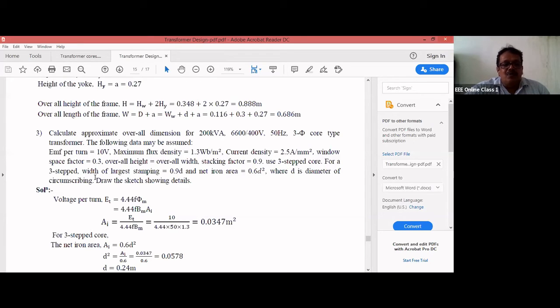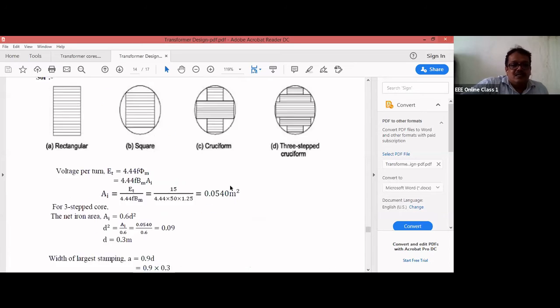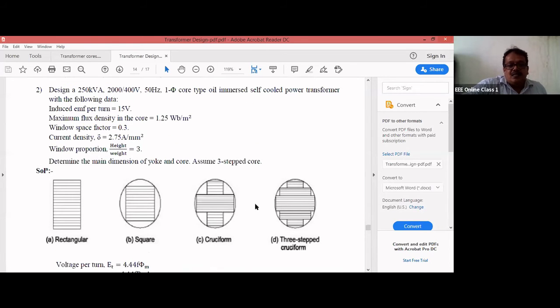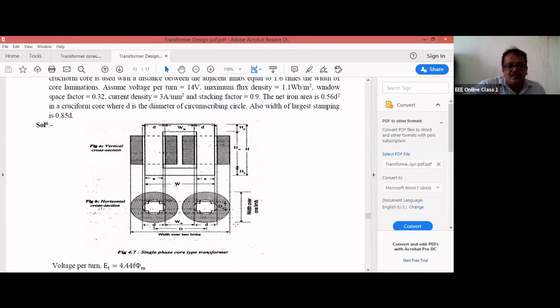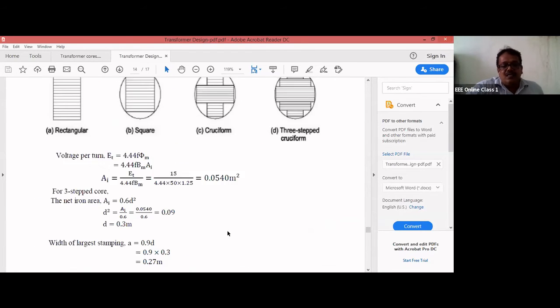For a 3-stepped core, width of the largest stamping is what? 0.9 D. You can see here in this problem they gave the data also. Width of largest stamping is 0.9 D, and net iron area A is equal to 0.6 D square, where D is the diameter of the circumscribing circle. Draw the sketch showing the details. So to draw the sketch, you have to draw the sketch of this figure. Instead of the 3-stepped core, you are going to use and draw this figure. Now we draw this figure if they ask to show the details.